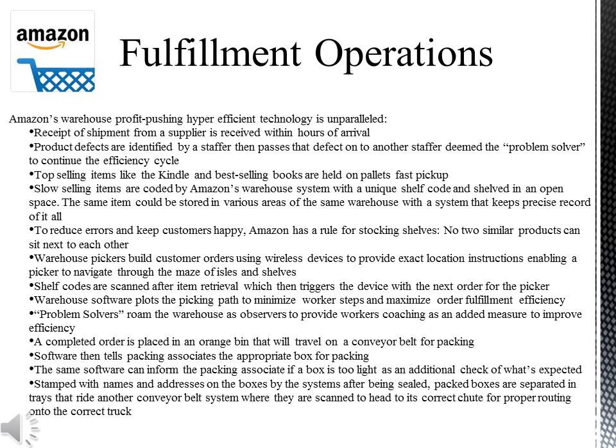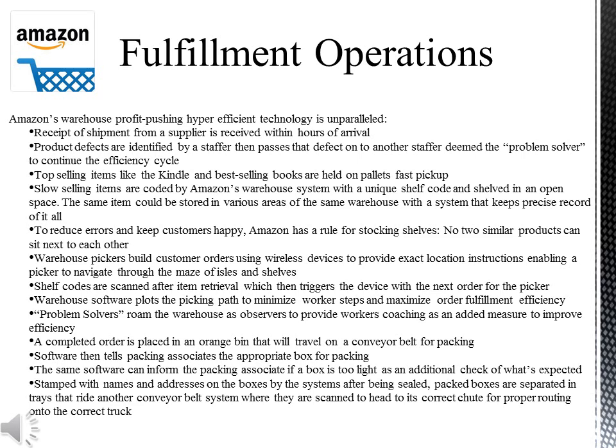Amazon's warehouse profit-pushing, hyper-efficient technology is unparalleled. Receipt of shipment from a supplier is processed within hours of its arrival. Product defects are identified by a staffer, who then passes that defect on to another staffer deemed the problem solver to continue the efficiency cycle. Top-selling items like the Kindle and best-selling books are held on pallets for fast pickup.